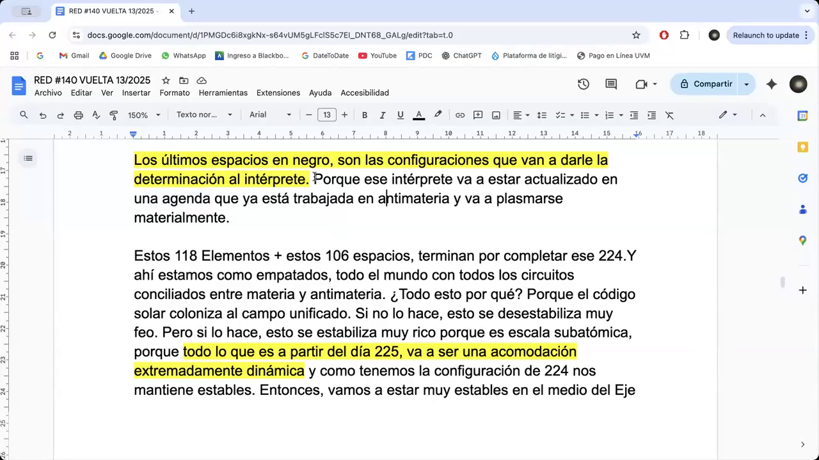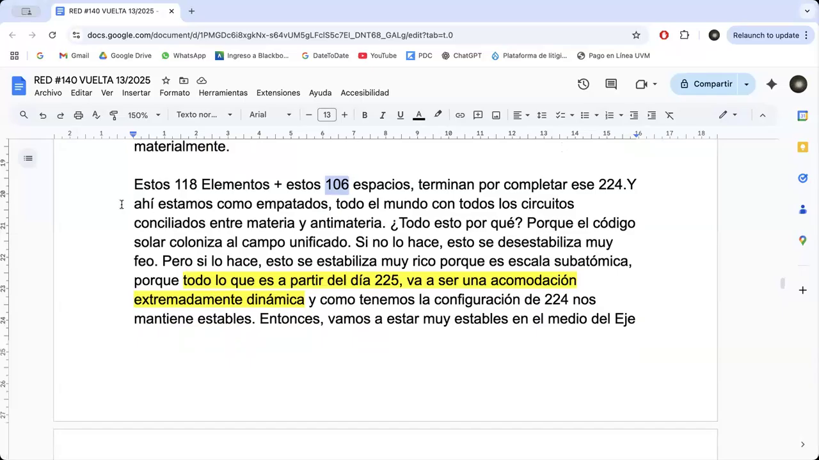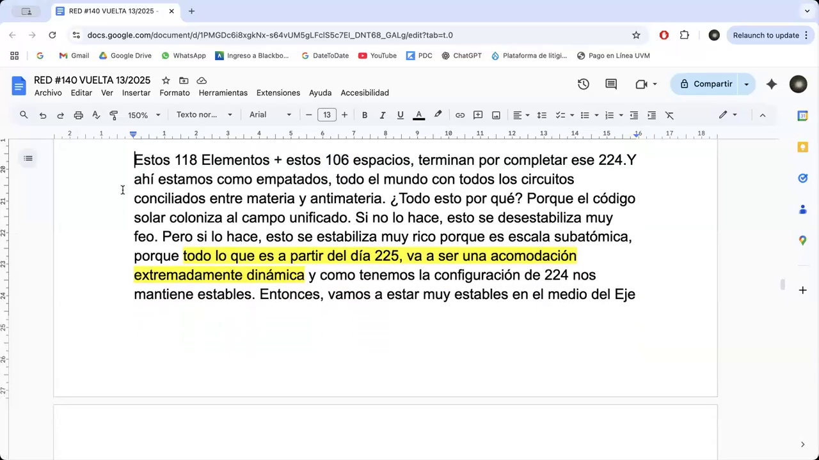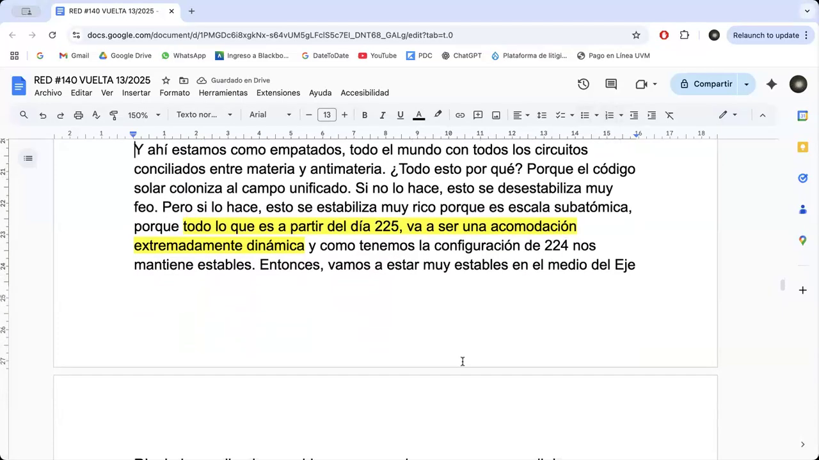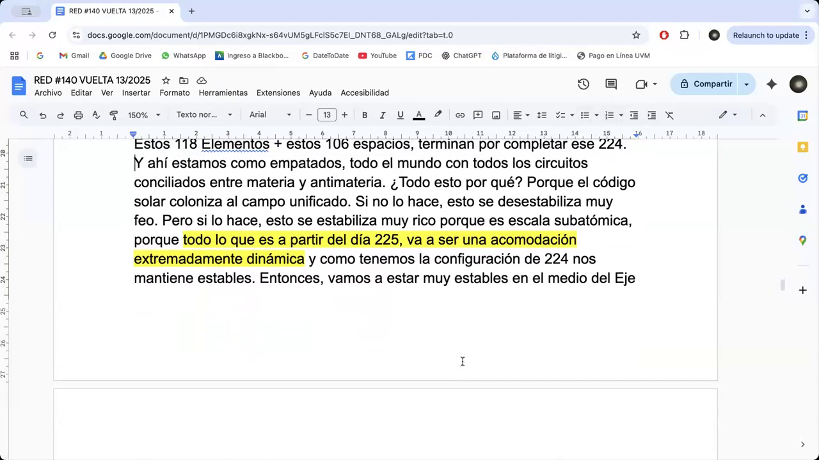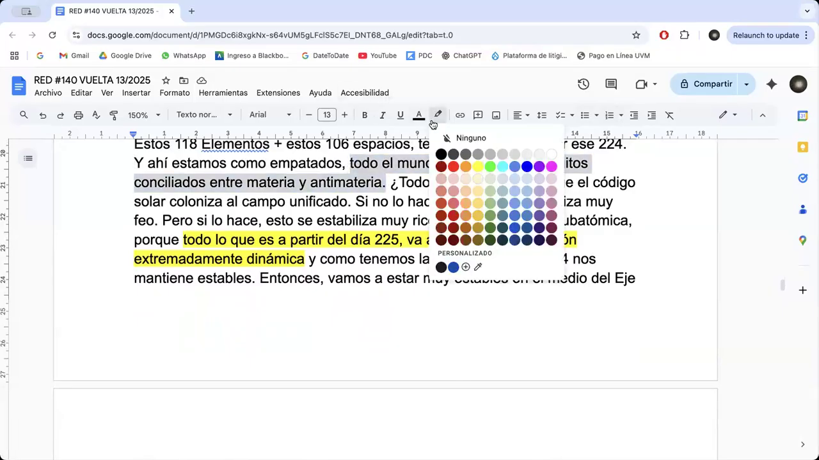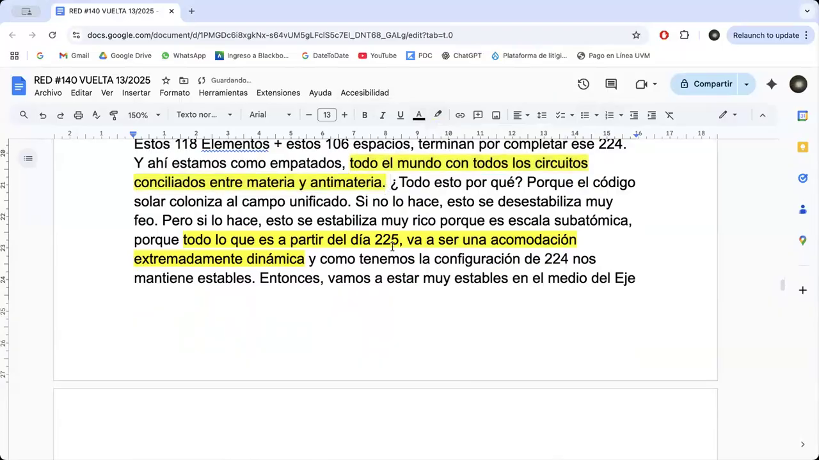It is an interpreter that is going to be updated in an agenda that has already been worked on in the antimatter, because the black spaces are 106, and we know that 1 with 6 is the agenda, right? So we have 118 elements plus these 106 spaces, and that's where we have 224, right? So there we have everybody with their circuits conciliated between matter and antimatter.